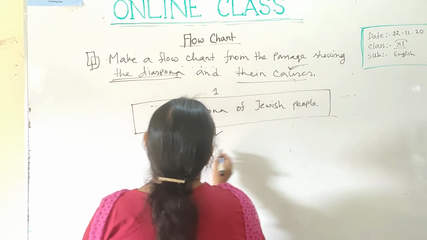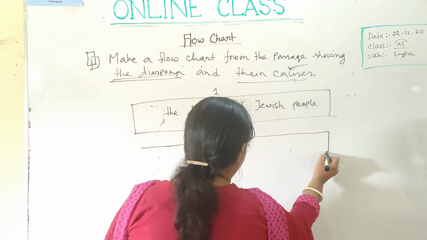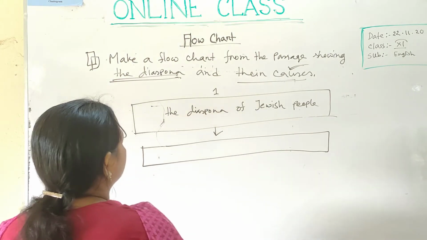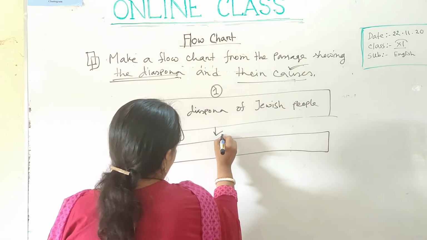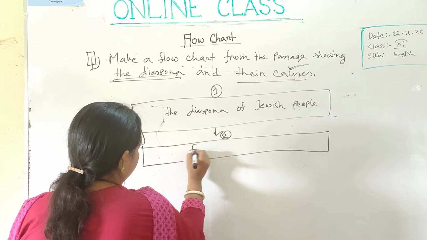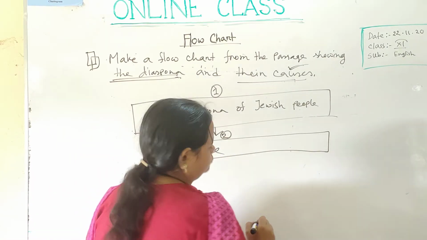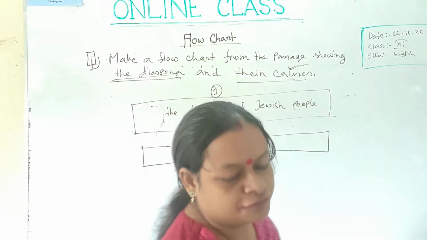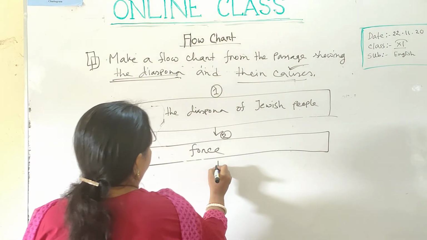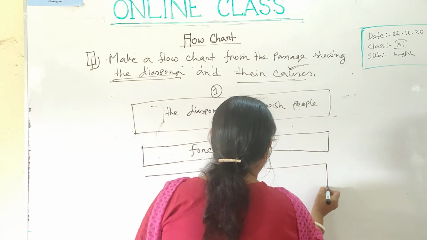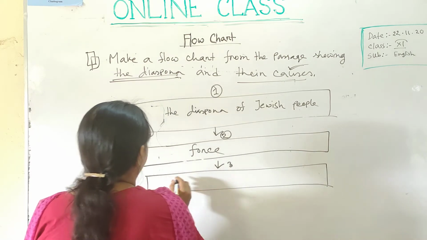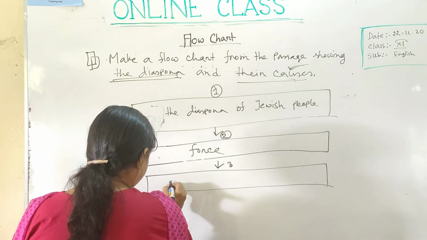The diaspora of the Jewish people, what was the cause? Why Jewish people left their homelands? The answer is force. Because of force, the Jewish people left their homelands. And make a flow, then draw box number 3 and name another diaspora.